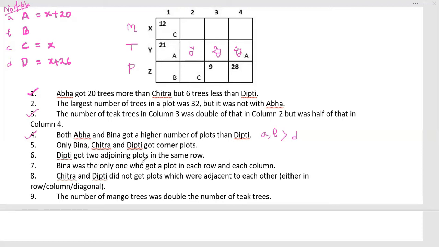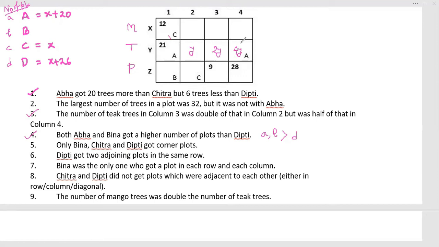Bina was the only one who got a plot in each row and each column. Okay. Chitra and Deepti did not get plots which are adjacent to each other, either in row, column, or diagonal. Very important point. C and D plots would not be anything close. Then already C and this is 2C given. So D cannot be in these locations, these and these. Only D can be these three locations.